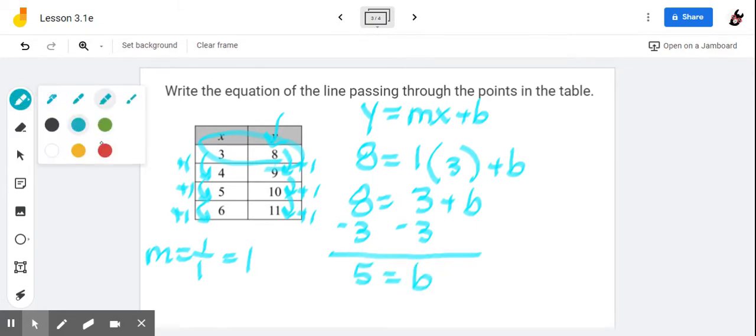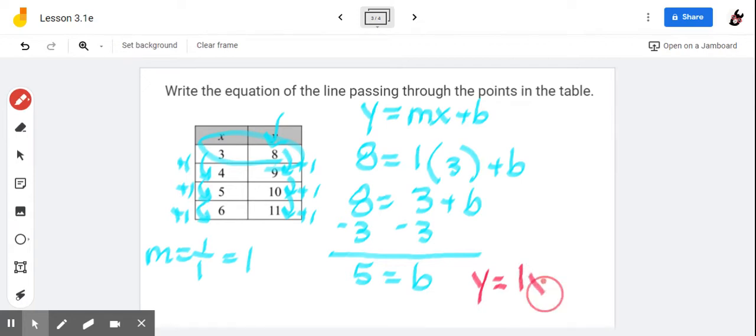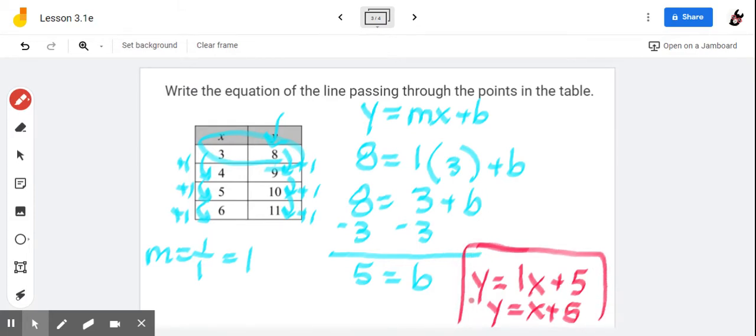I am not done yet. I must write my equation. So my equation is y equals my slope of 1 times x plus 5. You do not have to write that 1, so you could just write y equals x plus 5. As a matter of fact, if you see it multiple choice, it will be just x plus 5. But if you wrote it out for me, I would accept either one of those.